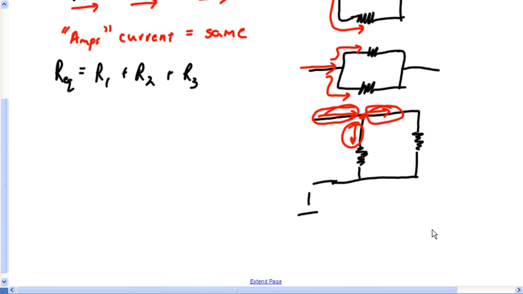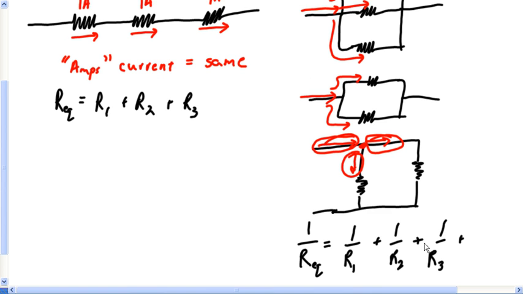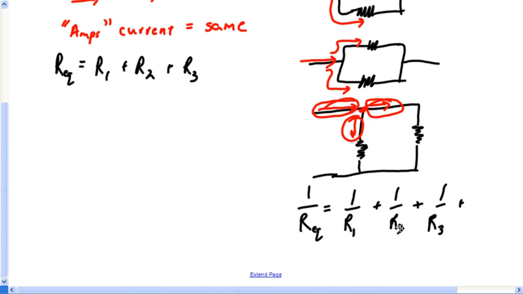All you need for parallel resistors is to add up like this: 1 over R1 plus 1 over R2 plus 1 over R3 plus, if you had 40 resistors all split in parallel, well, you just keep going: 1 over R plus 1 over R plus 1 over R and so forth.